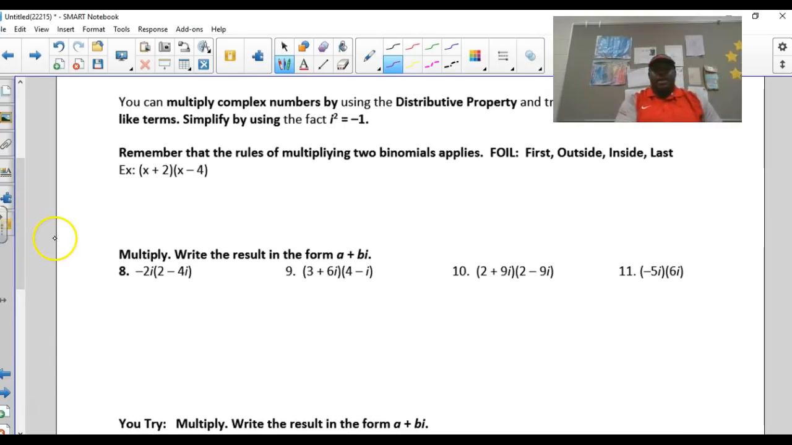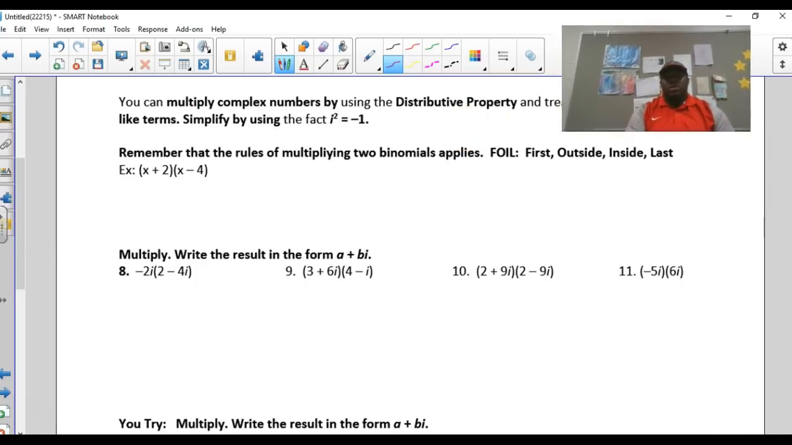All right, let's see here. You can multiply complex numbers by using the distributive property and treating the imaginary parts as like terms. Simplify it by using the fact that i squared equals -1. All right, so this is the axiom that you must remember. All right, make sure you know this relation, i squared equals -1.